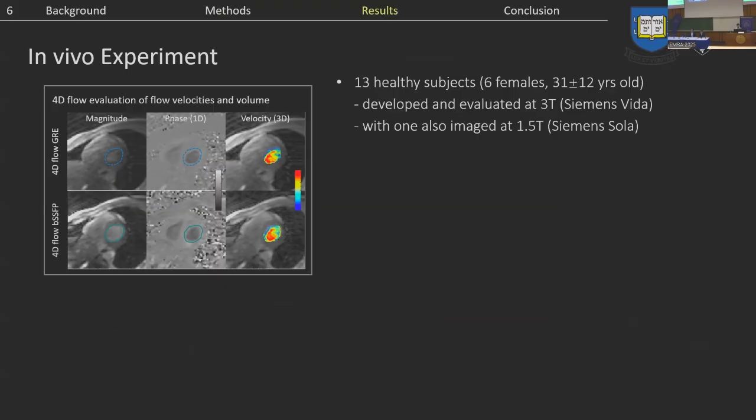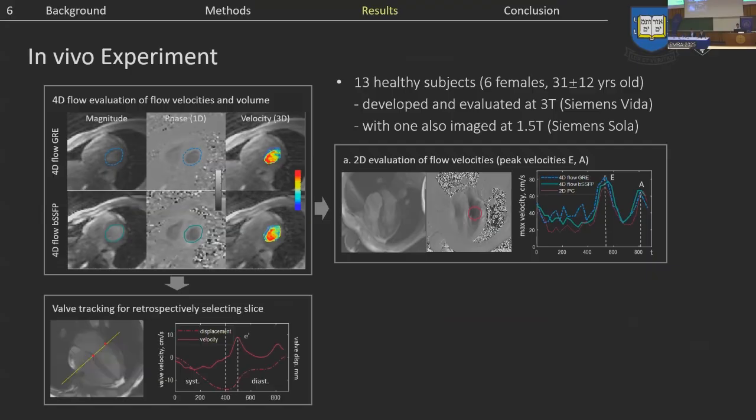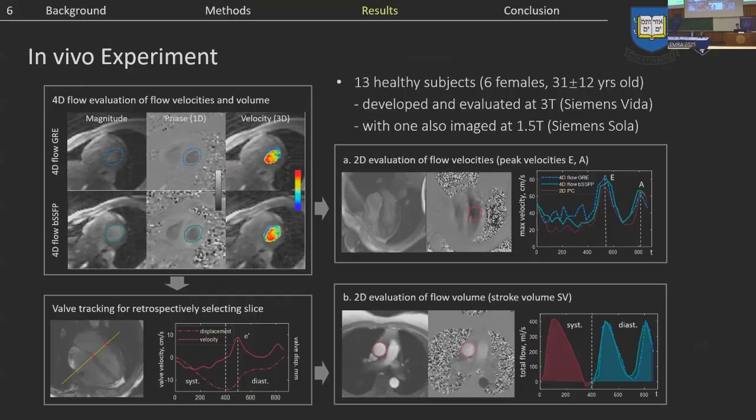with 13 healthy subjects. The basic idea is we want to validate the flow velocity and the flow volume measurement versus standard 4D flow GRE and the 2D evaluation. For the flow velocity, we simply get the maximum velocity from the blood pool, and we compare that with the 4D flow GRE and the 4-chamber 2D phase contrast. And for the flow volume, we got the total volume through the mitral valve plane and compare that to a standard 2D aortic flow image.